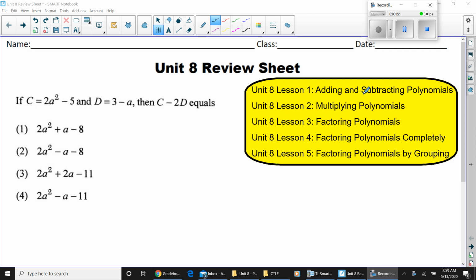Unit 8 Lesson 3 was factoring. Unit 8 Lesson 4 was factoring polynomials completely. Unit 8, Lesson 5, factoring polynomials by grouping.